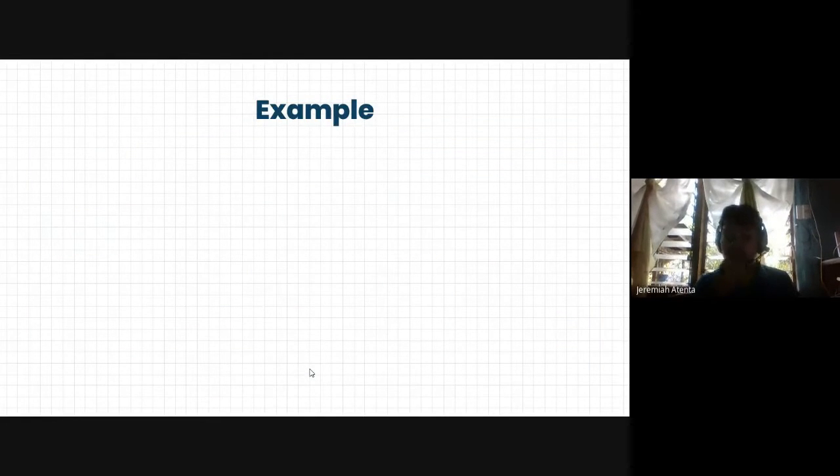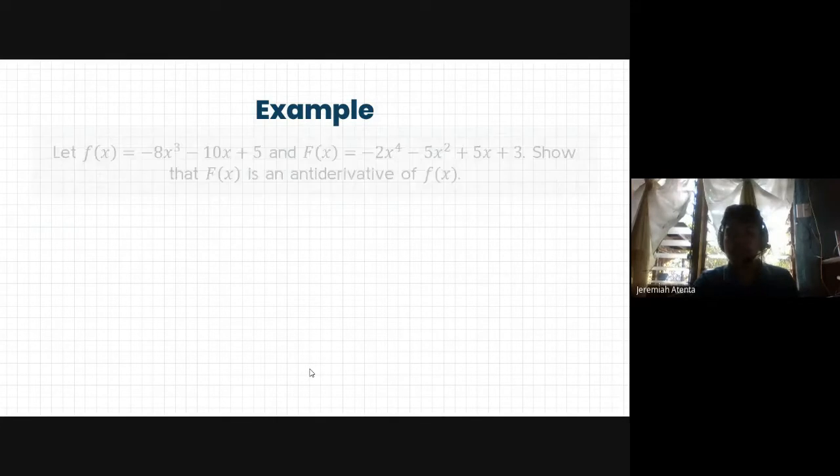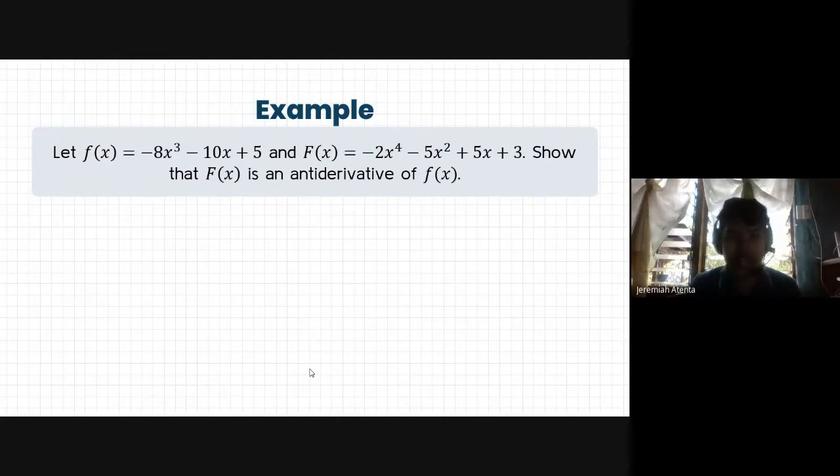So, let's have an example. Here, let the lowercase f of x be equal to negative 8x cubed minus 10x plus 5, and the uppercase F of x is equal to negative 2x to the power of 4 minus 5x squared plus 5x plus 3. Show that the uppercase F of x is an antiderivative of the lowercase f of x.